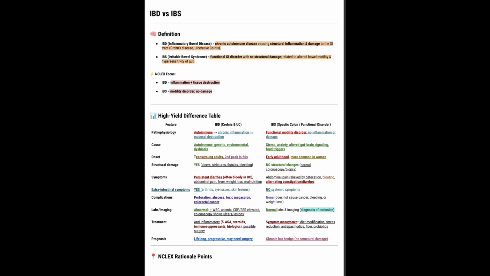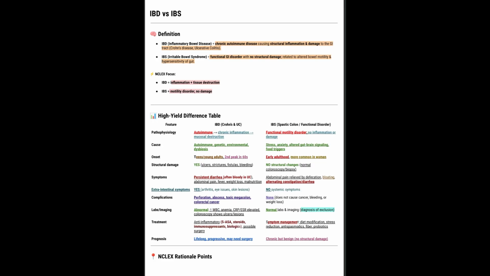Damage. Yes, there is damage in IBD. There are ulcers, strictures, and bleeding, like the road which is dug up with pits, similar to ulcers, strictures, fistulas, and bleeding, while in IBS there is no structural change, so colonoscopy and biopsy appear normal.